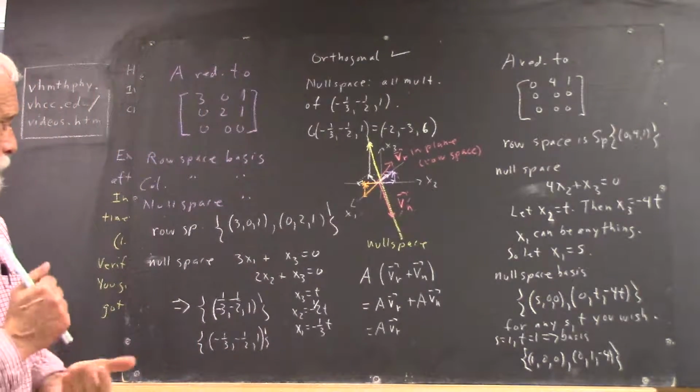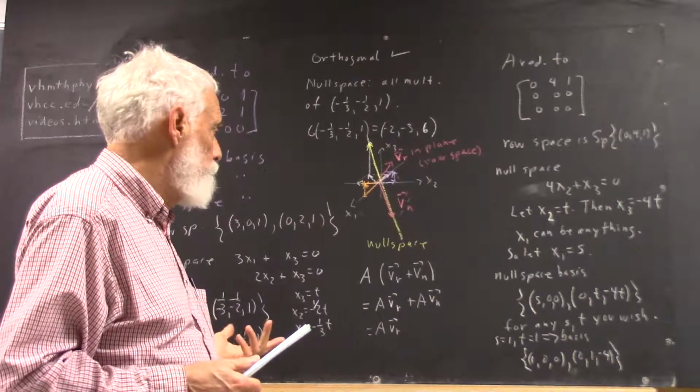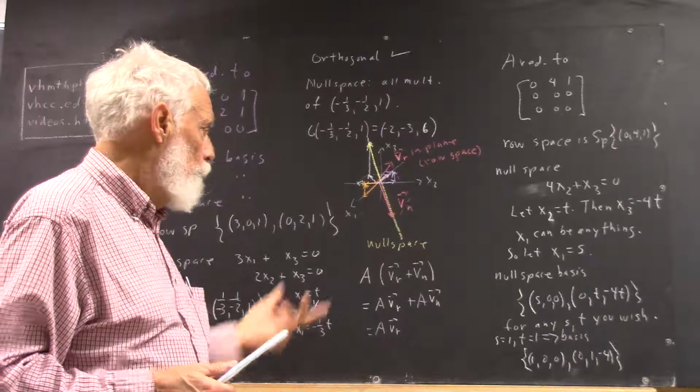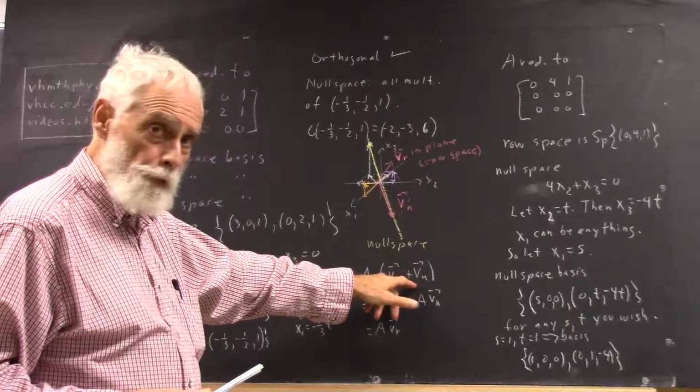Okay. Well, we'll go on in a minute. We want to ask now, what happens if we apply A to a vector in the row space plus a vector in the column space?